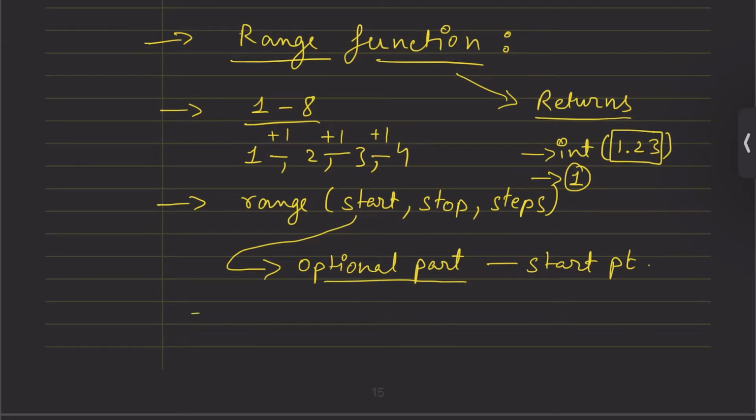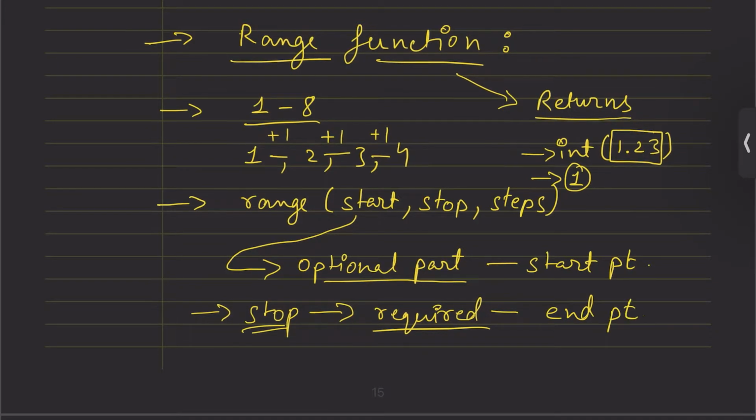What does the stop point do? Let's see. The stop point is required, it is not optional. So you have to write it down. What does the stopping point do? It specifies at what number the series will end. So I can say it is the ending point. And at last, what are the steps?